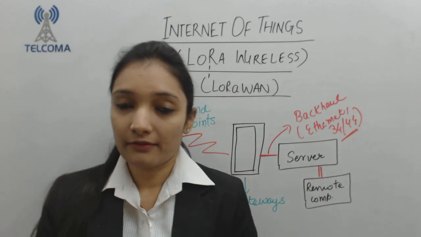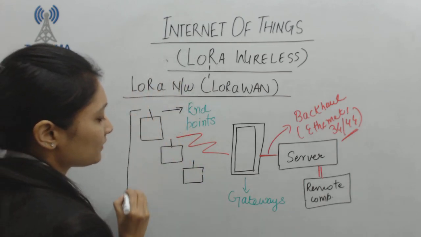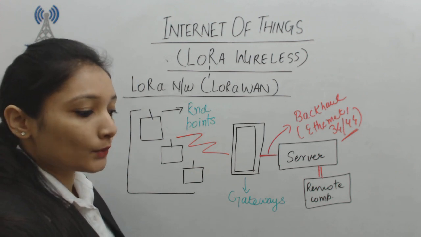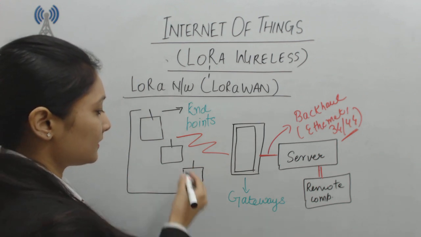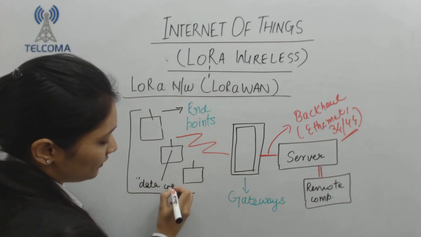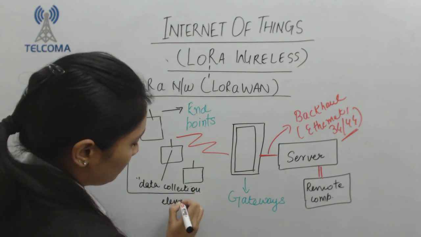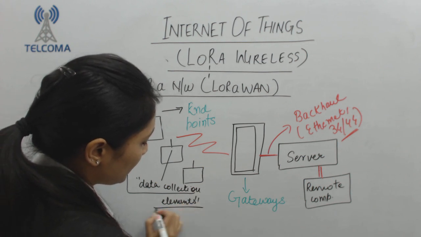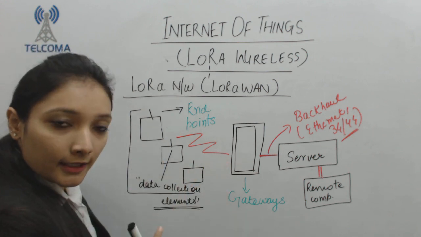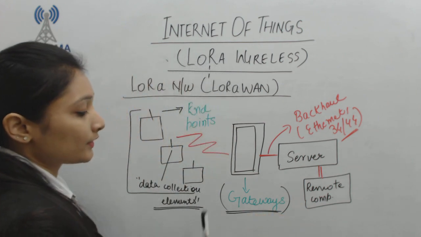Now, first of all, we have the endpoints. These endpoints are those elements of your LoRa network which are basically used for sensing or controlling the data. That means these are basically your data collection elements. That means these are your sensors and controllers. These endpoints are then connected to your gateways. So the next element for your LoRa network is your gateways.